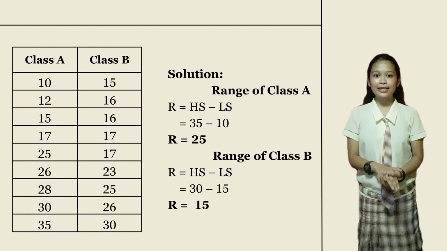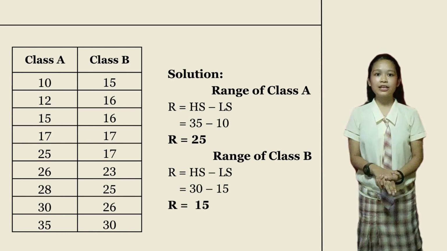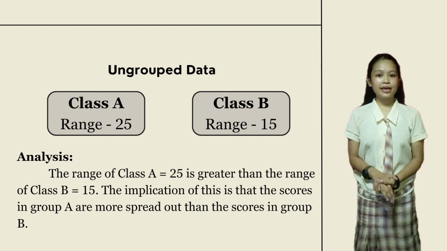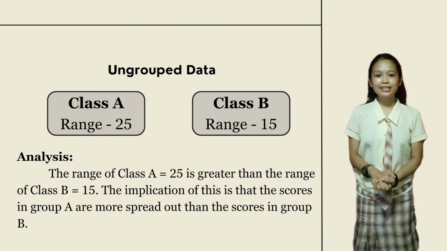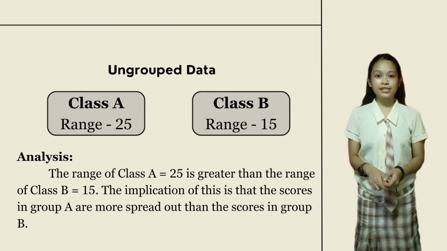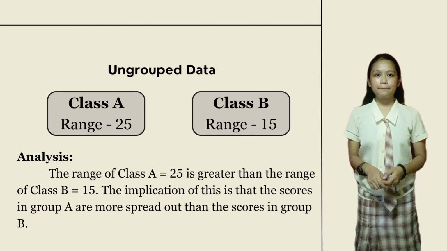For the range of Class B, since the highest score in Class B is 30 and the lowest score is 15, 30 minus 15 is 15. So again, the range of Class A is 25 and the range of Class B is 15. For the analysis, the range of Class A, which is 25, is greater than the range of Class B, which is 15. The implication is that the scores in Class A are more spread out than the scores in Class B.